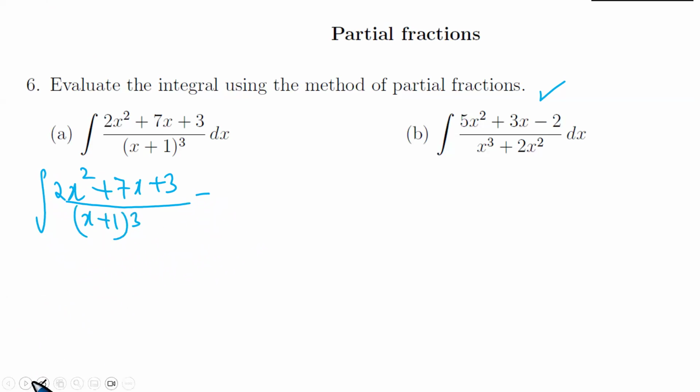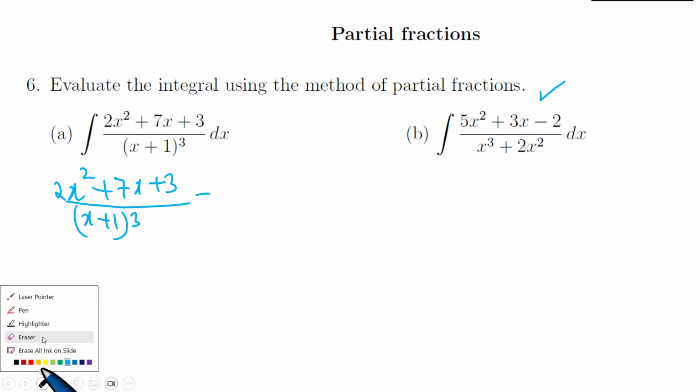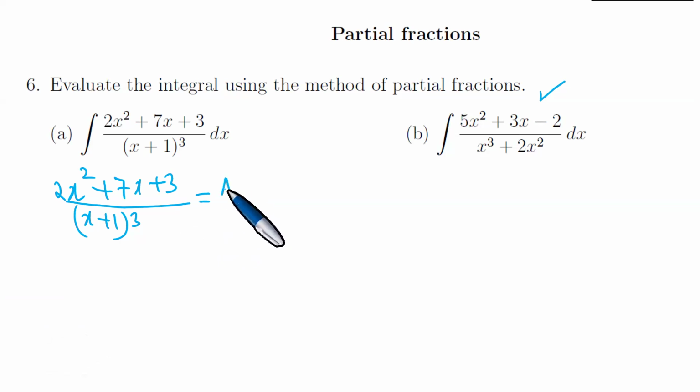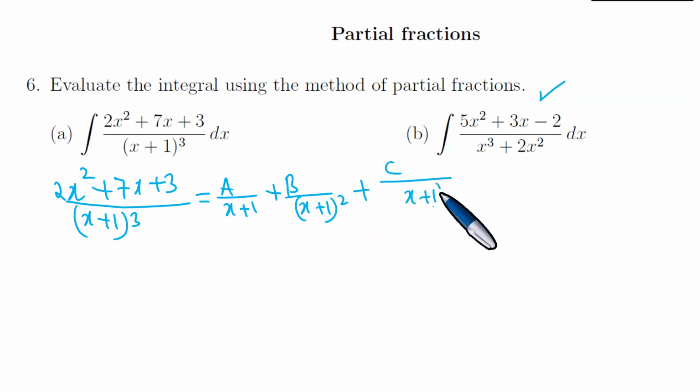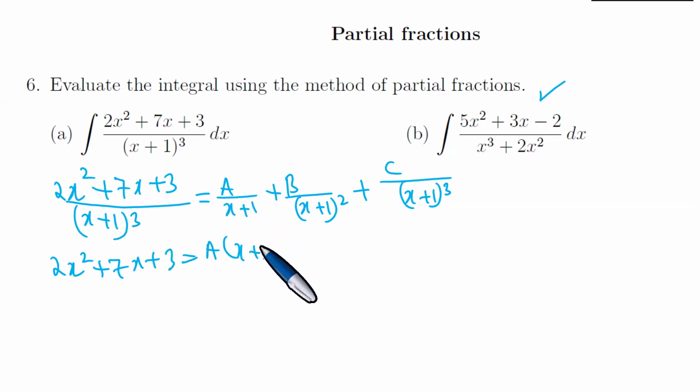First and foremost, to look at this particular question, we shall actually have to write this one as A over x plus 1, plus B over x plus 1 squared, plus C over x plus 1 cubed, equals 2x squared plus 7x plus 3. You cross multiply, which is A. If you cross multiply the x plus 1 cubed with this, it's going to be x plus 1 squared. B, you cross multiply this and that. You have x plus 1. And then you have C that way.